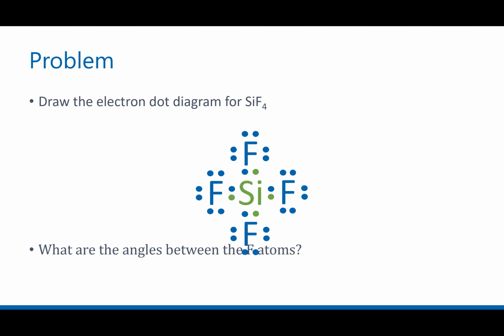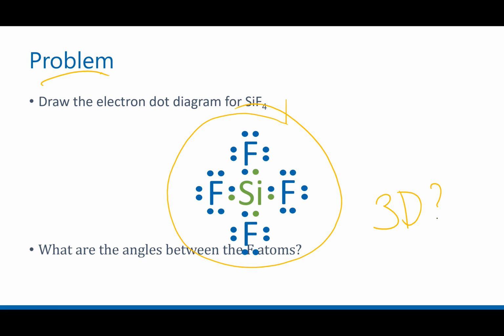All right, so putting this all together, there's really one big topic left. Now, this is not really a problem. This is what's called a rhetorical question, meaning we're not ready to do this yet. But this problem says, okay, if we have the electron diagram for silicon tetrafluoride, what would this look like in 3D is really what the question is saying.